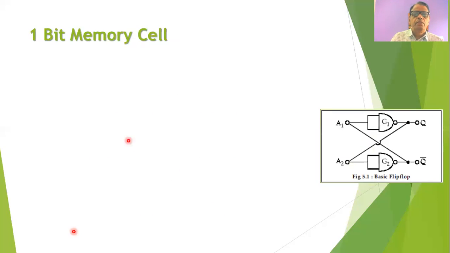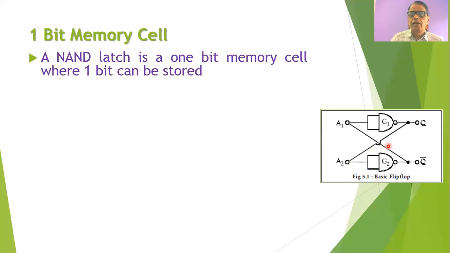Now we will go for the discussion of the sequential circuit. The simplest type of sequential circuit is the one-bit memory cell. A one-bit memory cell can be easily constructed by making use of two NAND gates connected as shown in the figure. One can observe that the input of the first NAND gate is connected to the output of the second NAND gate, and the output of the first NAND gate is connected to the input of the second NAND gate. The NAND gates used here are nothing but NOT gates. Such a circuit is called a NAND latch. By using the NAND latch, we can store one bit of information, and therefore the NAND latch is called a one-bit memory cell.